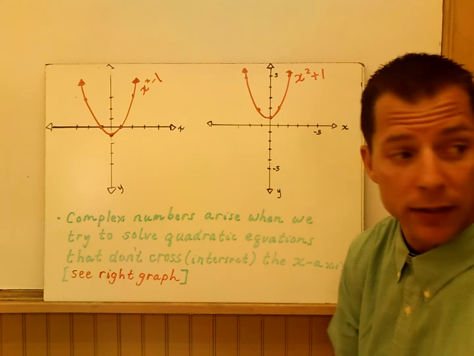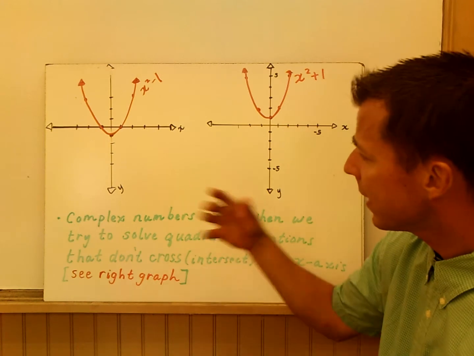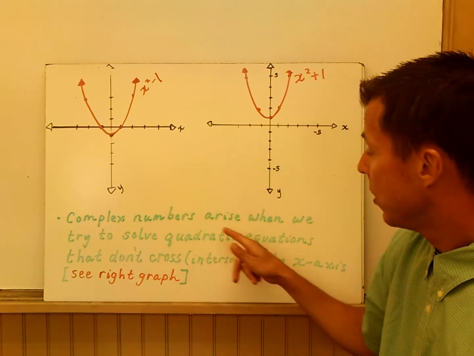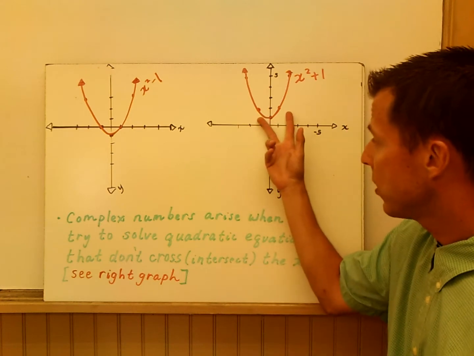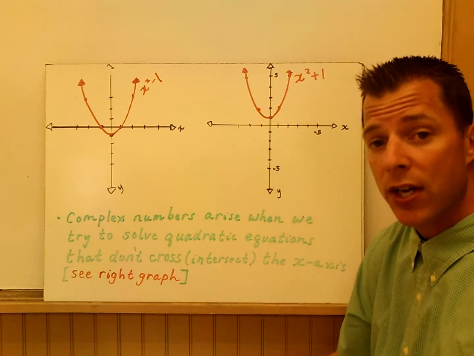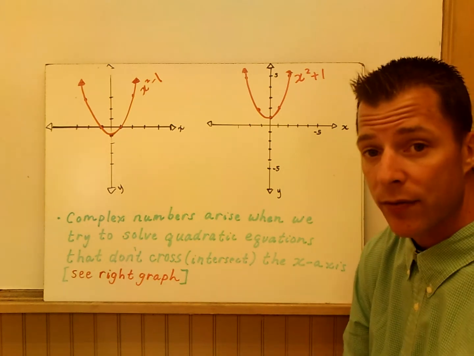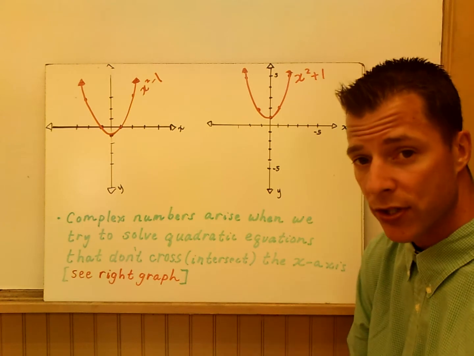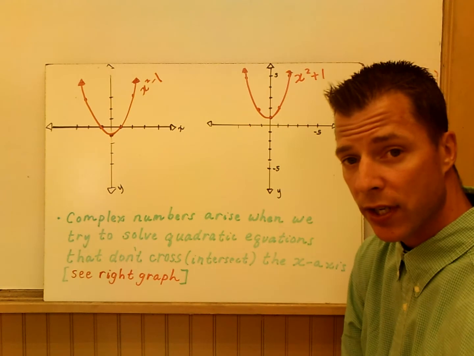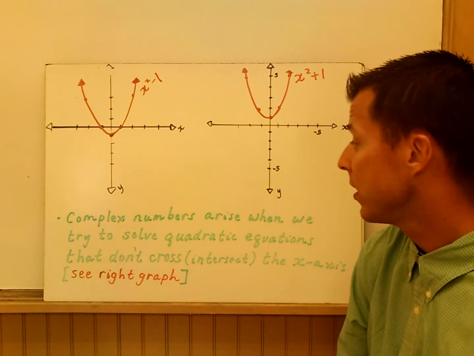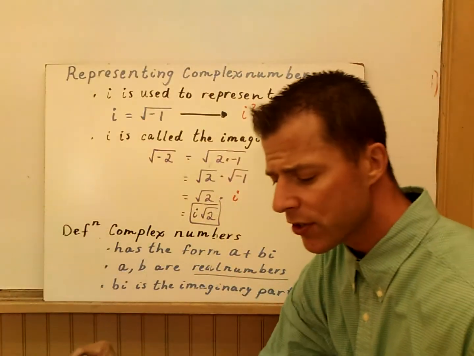So the idea here is that complex numbers arise when we try to solve quadratic equations. Those quadratic equations that don't cross the x-axis are typically equations or functions that do not have real solutions. They'll have complex solutions. So complex numbers arise so that we can solve these quadratic equations, so we can solve all quadratic equations. Okay? On the next slide there are some important things.